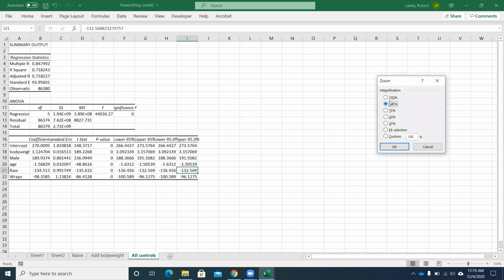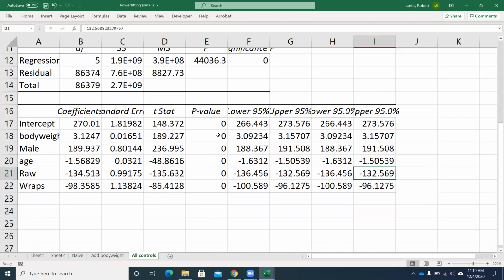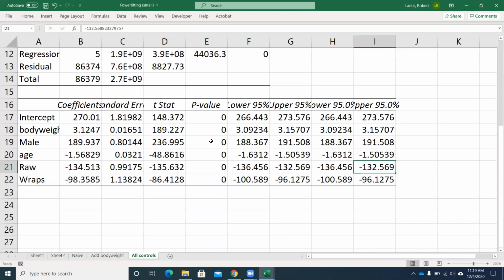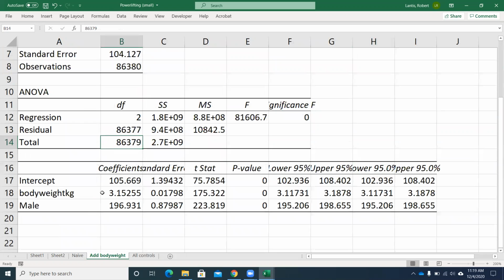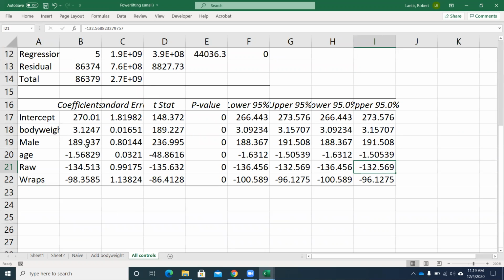So we'll go zoom, 200%. Once again, all the p-values are 0 because we have this 86,000 huge sample size. Looks like male still has a similar effect to what it did before, but it did drop that estimate a little bit, 196 to 189. Being another year older, one more unit of this X variable, so 1 year older, would predict that someone lifts 1.5 fewer kilograms.